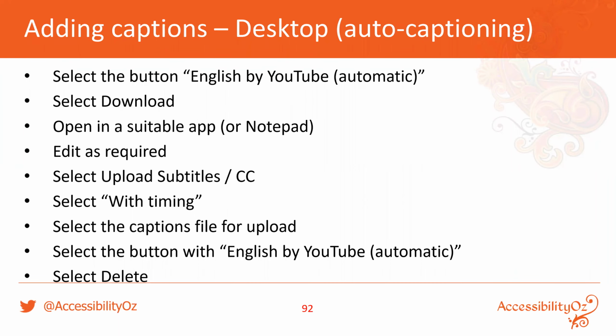If you're using the auto captioning on YouTube, that's not a terrible thing as long as you download it and make some changes. So what you need to do is select the button English by YouTube Automatic, then select download and download the captions file and open it in a suitable app. If you don't have one, you can use Notepad. You can then edit it as required, then select upload subtitles CC, select with timing, select your captions file to upload, select the button English by YouTube Automatic, and then select delete. So that is the process of adding captions.